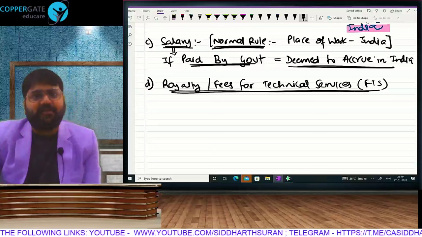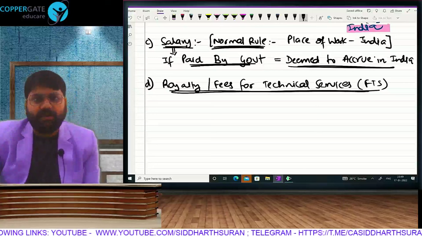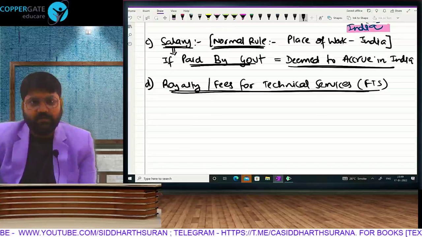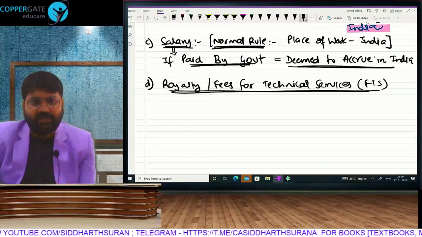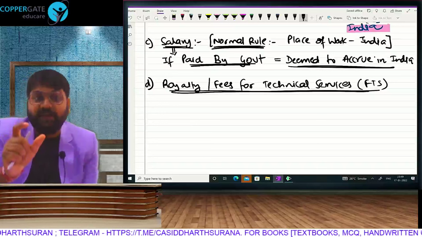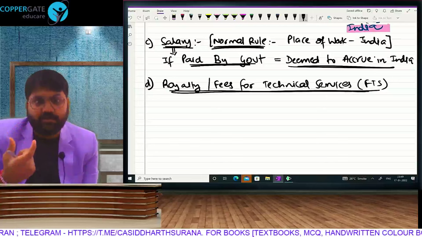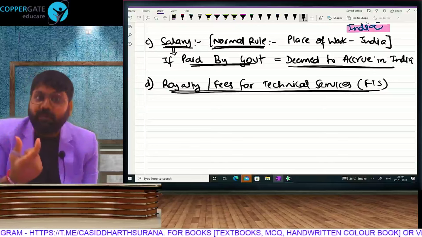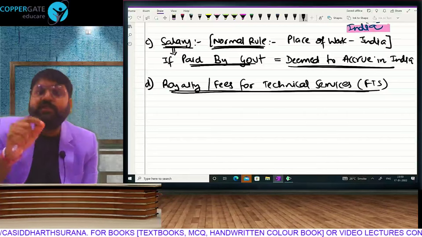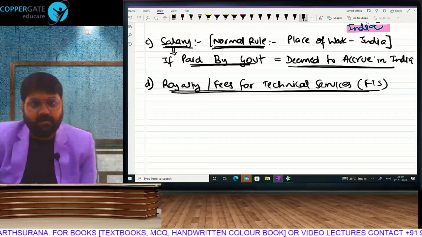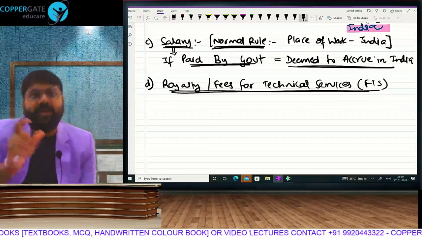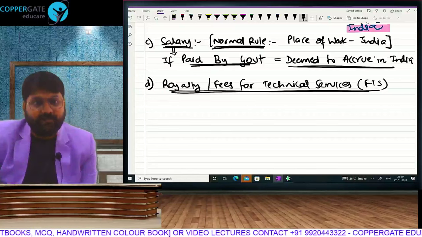Supposing I am a scientist. I have done an invention, a formula for cleaning clothes. It will take away all the stains, but the color of the cloth will not change. This was the Surf Excel ad, daag jaye par rang na jaye. The stain will go away, but the color of the cloth will not fade. I have invented that formula. Only a scientist will have knowledge about those chemistry formulas. With the help of that formula, the company, Hindustan Unilever or Procter & Gamble or any of these companies, they are making detergent packets and selling. Every time they sell a packet, they have to pay me some charges. That is called royalty on patent. Patent means an invention.